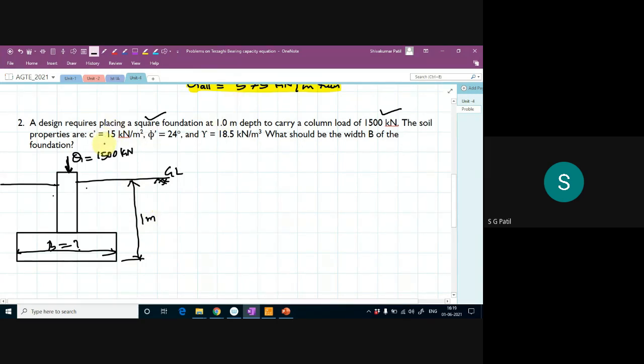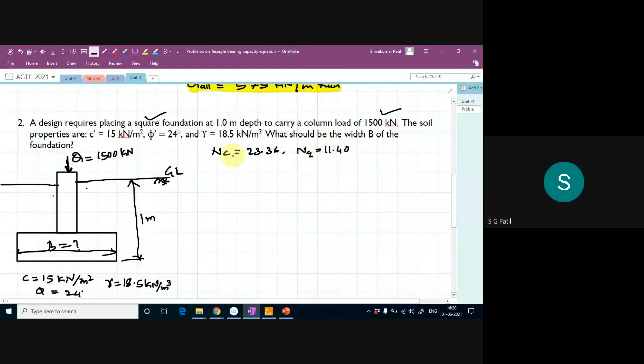And the soil properties are given. C is equal to 15 kilonewton per meter square, phi is equal to 24 degree, and gamma is equal to 18.5 kilonewton per meter cube. For this phi value of 24 degree, your Nc is equal to 23.36, and Nq is equal to 11.40.